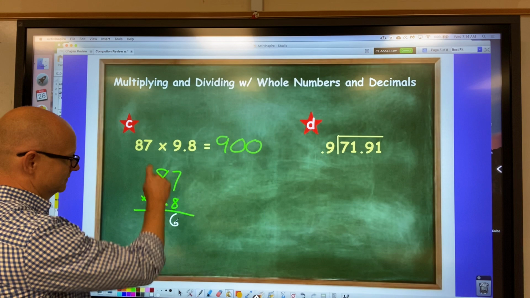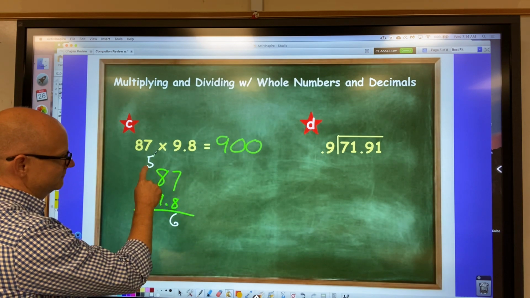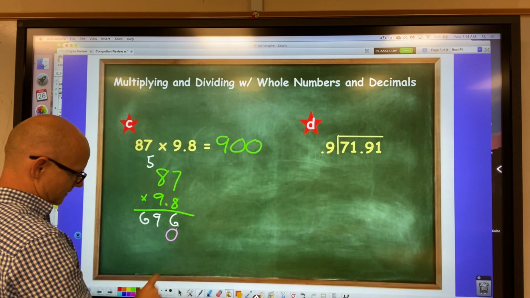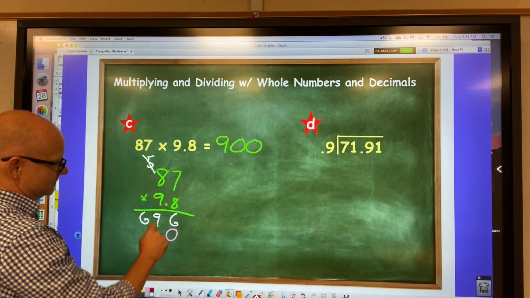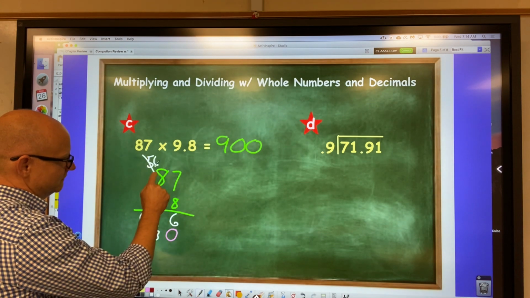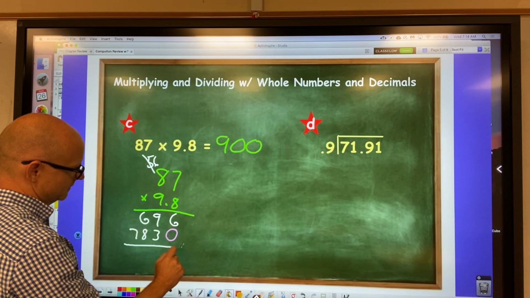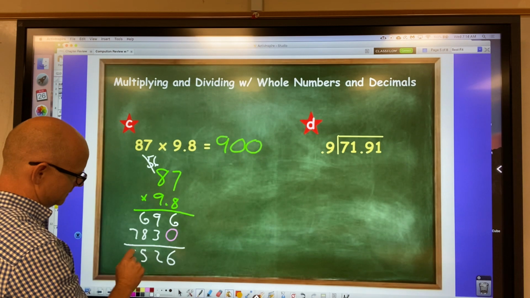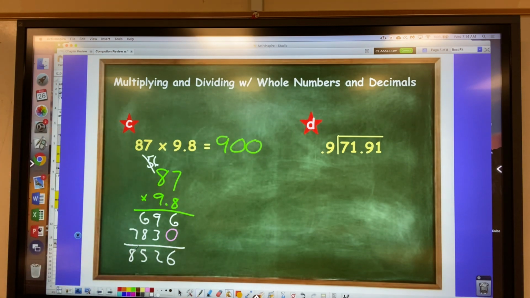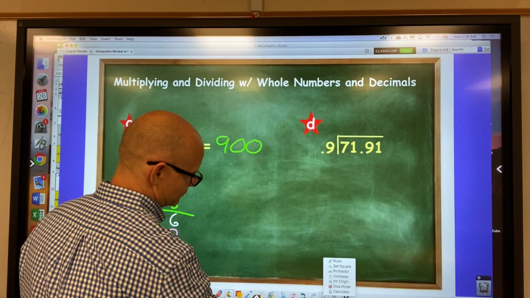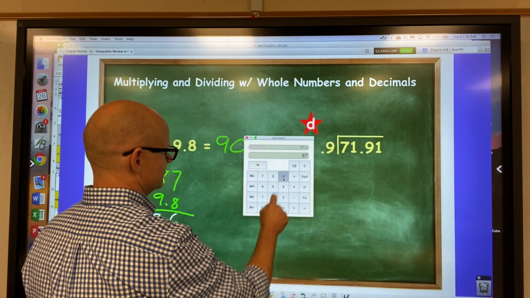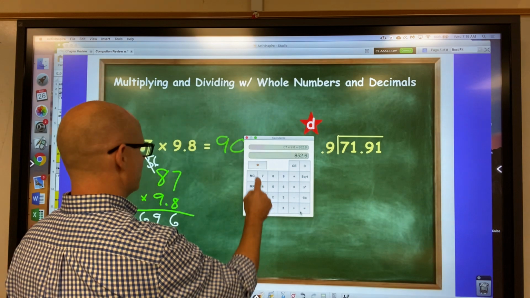This is 56. 8 times 8 is 64, plus 5 is 69. We always put that 0. And then let's keep multiplying. We have 63, 72, 78, 6, 12, 15, 8. I believe that's right. 56, okay? Let me just double check this real quick, make sure I solved it correctly. So 87 times 9.8 equals, okay.